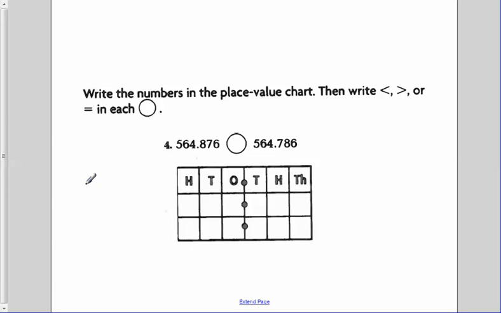And here's our last one that we're going to use the place value chart when we compare. So we have to write our numbers in. So 564 and 876 thousandths compared to 564 and 786 thousandths. So we look at our greatest place value, our hundreds, both have a 5. We look at our tens, we both have a 6. And our ones, they both have a 4. And then we have our tenths. And the first one has an 8 and the other one has a 7. So we can say that 564 and 876 thousandths is greater than 564 and 786 thousandths. And this is how we read it left to right.